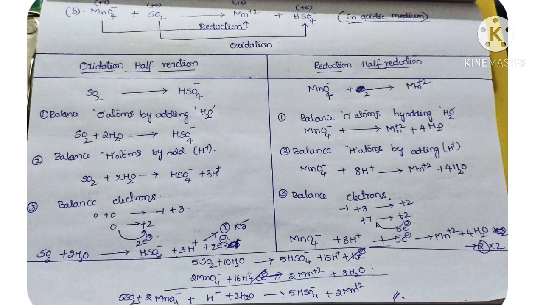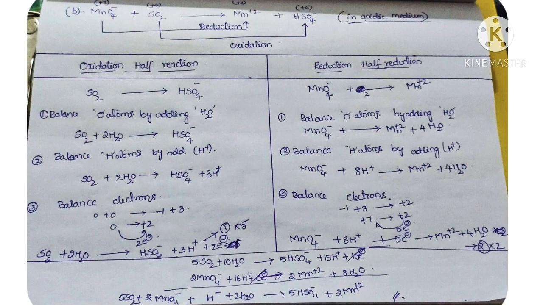And the next step is to balance hydrogen atoms. We balance hydrogen atoms by adding H plus ions. On the LHS, that means the left side, there are 4 hydrogen atoms and on the right side there is 1 hydrogen atom. So we add 3 H plus ions on the right side. SO2 plus 2 H2O gives HSO4 minus plus 3 H plus.